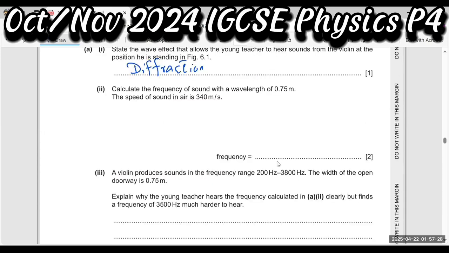Calculate the frequency of the sound with the wavelength given. So this is wavelength in meters. The speed of the sound is 340 meters per second. What is the frequency? We know the famous wave equation: speed is equal to frequency times wavelength. So we need to find the frequency. The speed will be divided by the wavelength. The speed is 340 meters per second and the wavelength is 0.75. After dividing, you will get 450, and the unit is missing. I told you units are very important, so that is hertz.